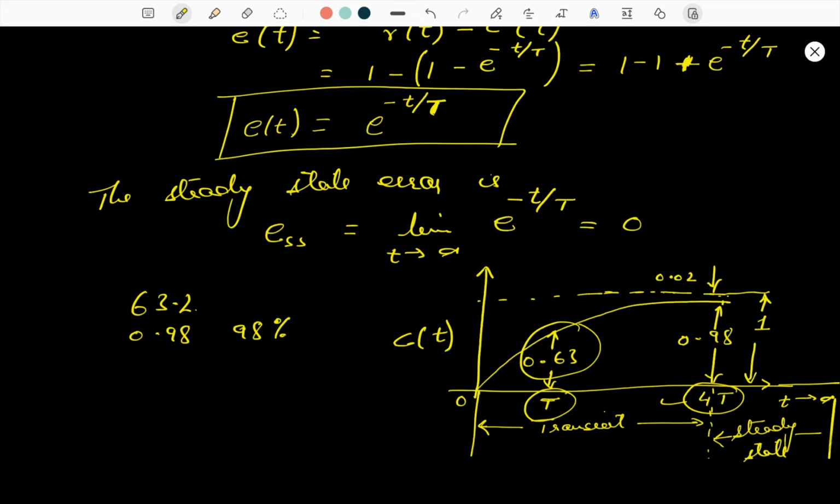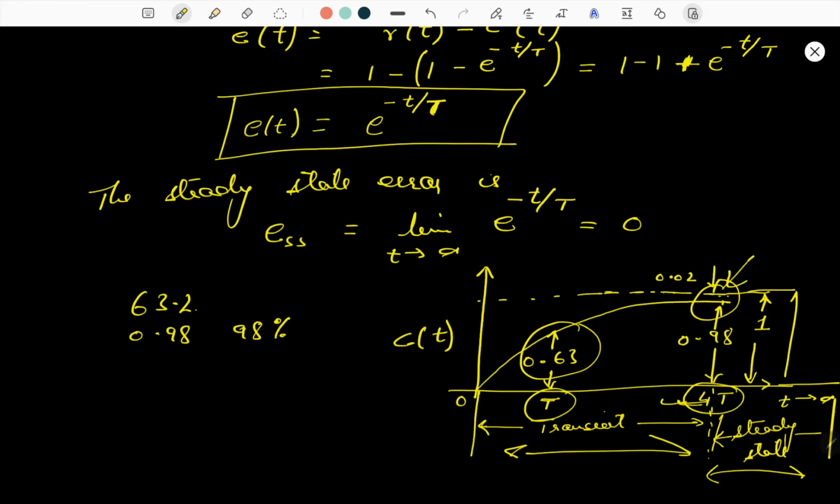Okay, so the final steady state value of the output is 1, as shown over here. The final value is 1. Okay, so we have just made the demarcation over here. The time 4T is the basis of demarcation between the transient part and the steady state part. Before this demarcation line we have the transient part, and after this we have the steady state part. Okay, so when the actual output reaches within 2% of the desired value, it is said that steady state has reached. So here steady state has reached.